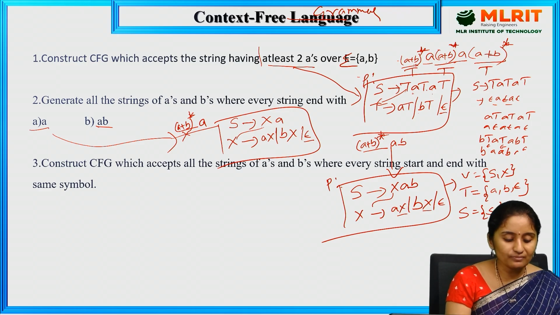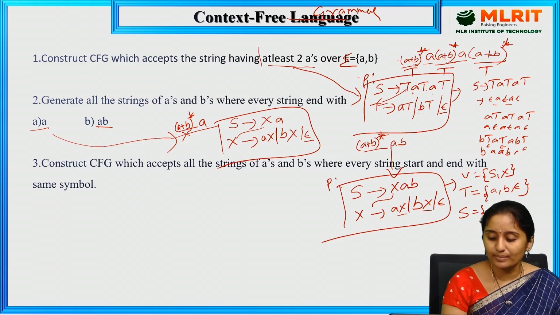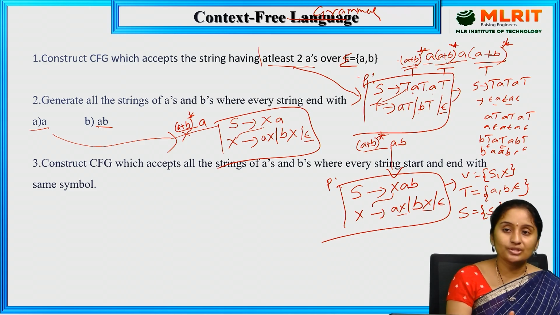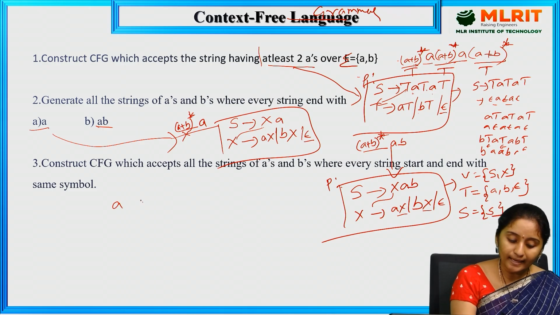So let us construct one more. Construct a context-free grammar which accepts all the strings of A's and B's where every string starts and ends with the same symbol. So here the question is the string should start with A and end with A.